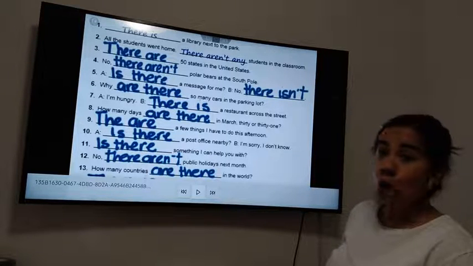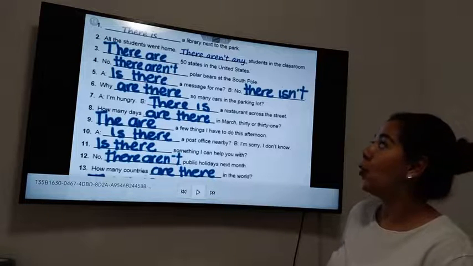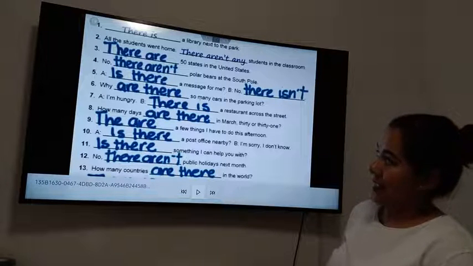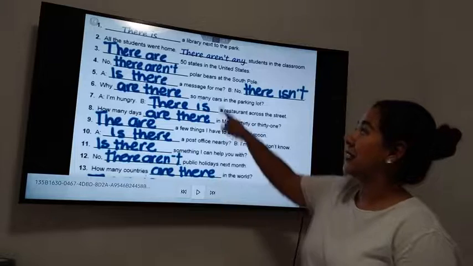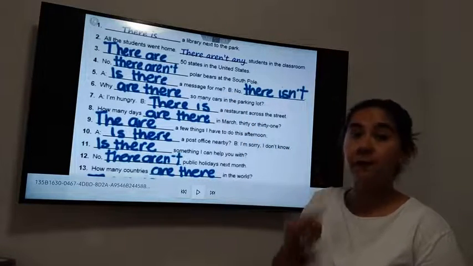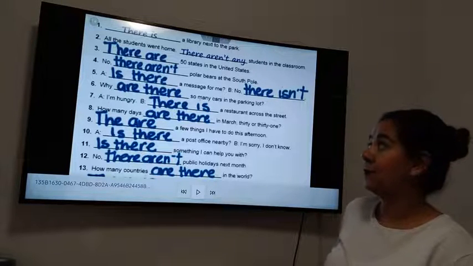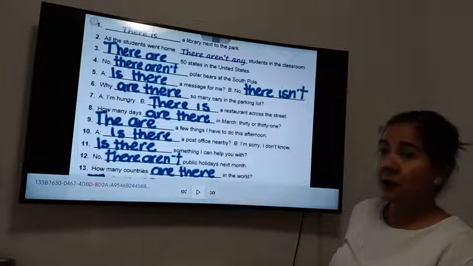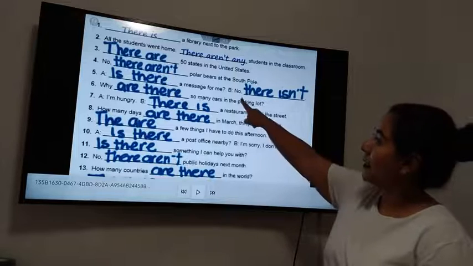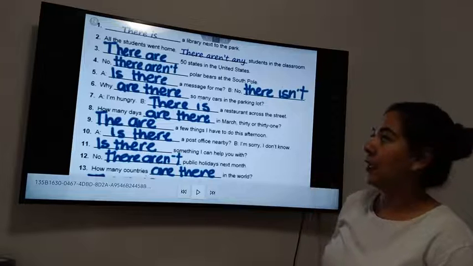Number 4, no, they are already giving you a negative, okay? No, there aren't polar bears at the South Pole. Number 5, A. Why did I write a question? Because I can see a question mark right here. That's my clue. Remember that I told you you need to look for clues before you answer. So it's a question. It's the interrogative form, and it says, is there a message for me? And the answer is no, there isn't. I have my no, my negative right here. That's why I use isn't, okay?